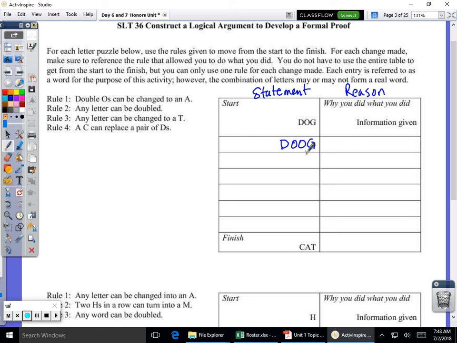And what rule did I use? Any letter can be doubled. Okay, so we're going to say, using rule 2, I doubled the O. Okay. And then, double O's can be changed to an A. So I'm going to change it to D-A-G. And I can change it to that because of rule number 1.